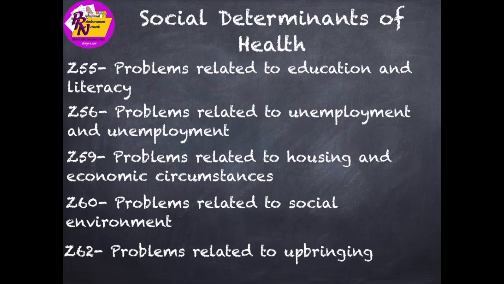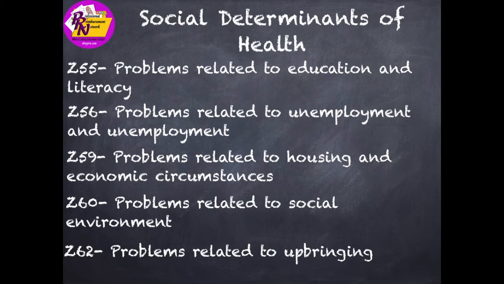Problems or risk factors included in category Z60, which is problems related to social environment: adjustment to life cycle transitions, living alone, social exclusion and rejection, target of adverse discrimination and persecution.